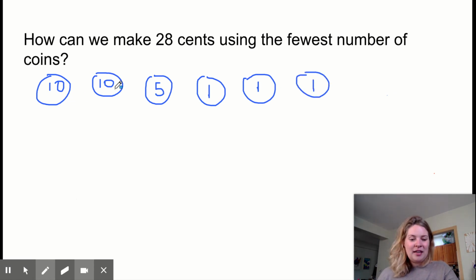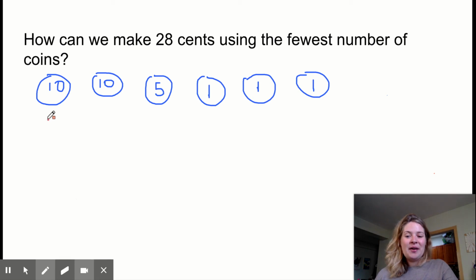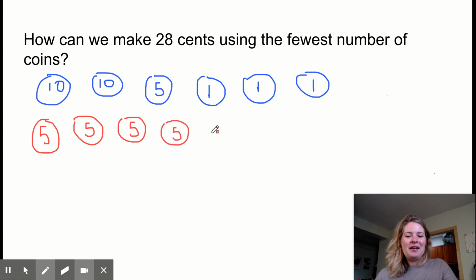$10, $20, $25, $26, $27, $28. You could make it with 5 nickels. 1, 2, 3, 4, 5. And 3 pennies. 1, 2, 3.